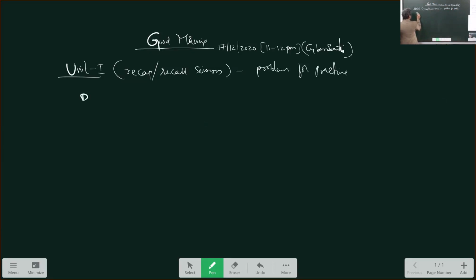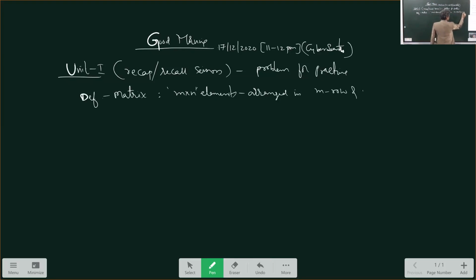basic definition of matrices, or matrix. So we understood it is a simple collection of m into n elements. These many elements are arranged in what we call m rows and n columns.